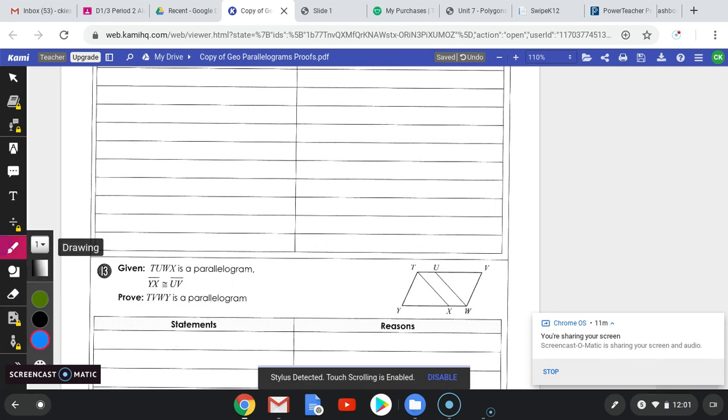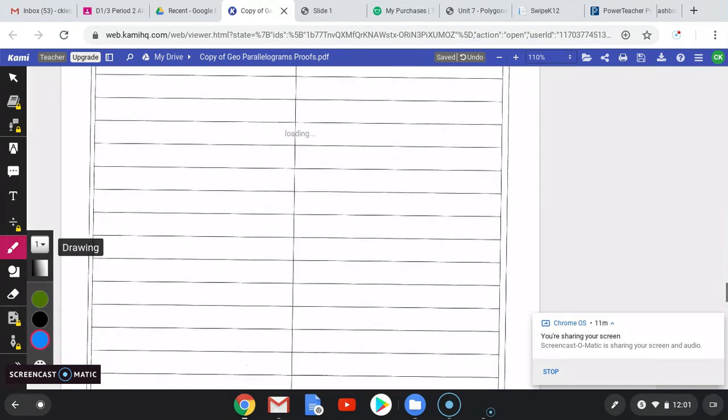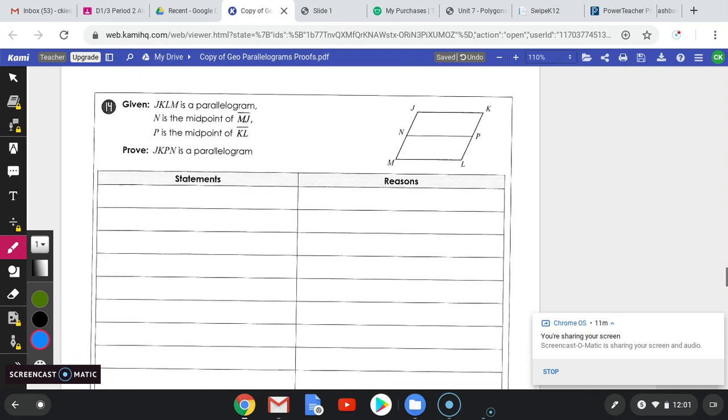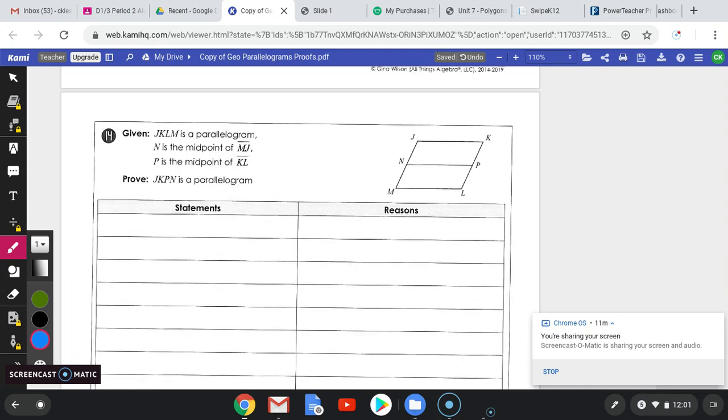For extra credit, if you want to do extra credit, I would like you to try number 14. Now, I will tell you right now, you won't need to use all the lines here. But it's a rather lengthy proof. So it told you that this big figure is a parallelogram. Told you something with N and J. So basically, I just want you to prove that JKNP, the top part, or JKPN, is a parallelogram too. It's lengthy, but again, it is extra credit. It would be worth 5 points.